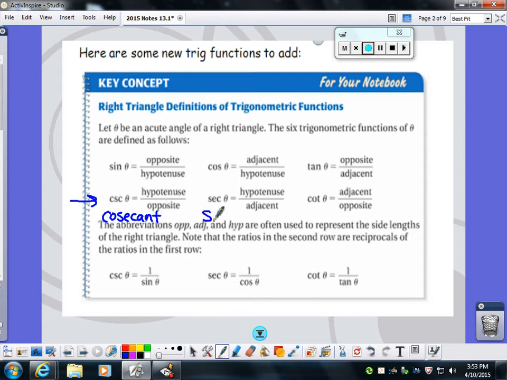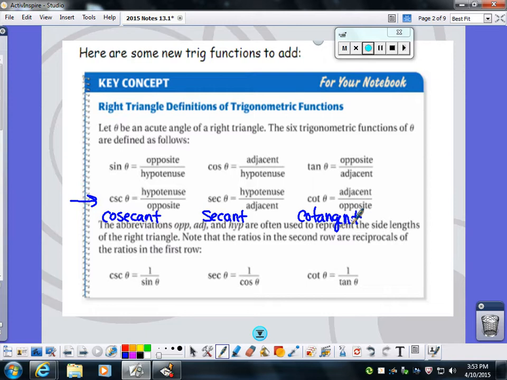And secant is the reciprocal of cosine, so it's going to be hypotenuse over adjacent. And cotangent is the reciprocal of tangent, so it's going to be adjacent over opposite.